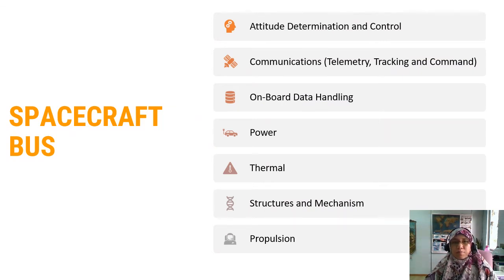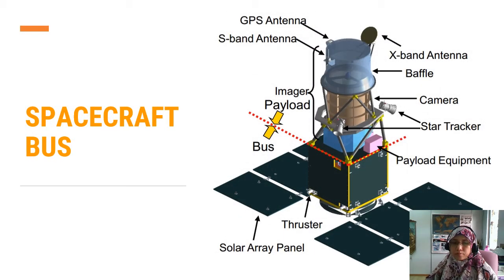So the spacecraft bus has seven subsystems, which are attitude determination and control, or we'll call it ADC. Then communication, which is TTC or telemetry, tracking and command. Onboard data handling or OBDH. The power subsystem, thermal subsystem, structures and mechanism, and propulsion.